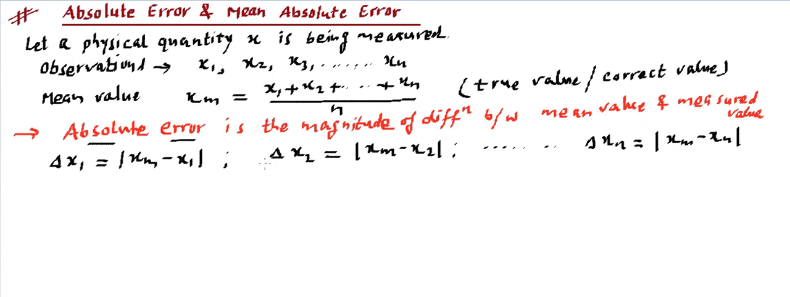Now if it is making sense, then we can go for the next term, which is the mean absolute error. Now these are absolute errors. Delta x1, delta x2, delta x3 and delta xn, these are the absolute errors. And if we are interested in the mean absolute error, that means we need to find the mean of these errors. So let's write mean absolute error.